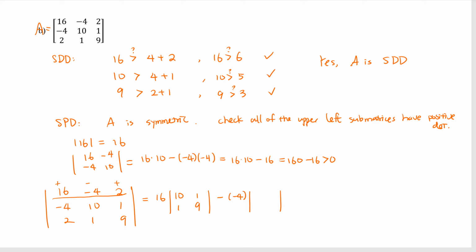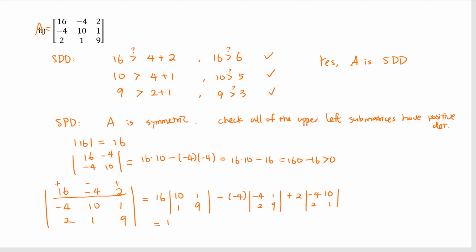The minor by deleting the first row and the second column is these guys: minus 4, 2, 1, 9, plus 2 times the minor. The minor is this guy: minus 4, 2, 10, 1. So far, so good, everybody?